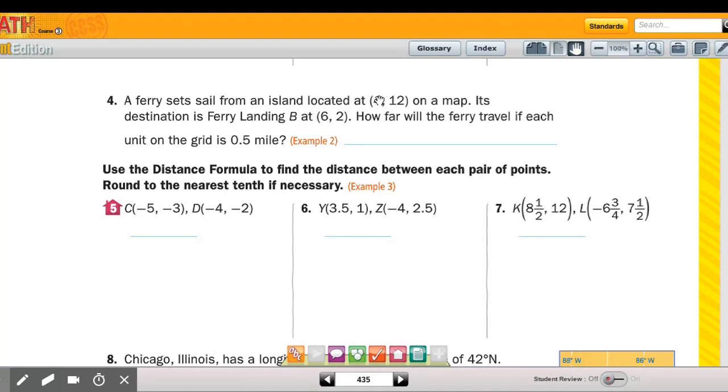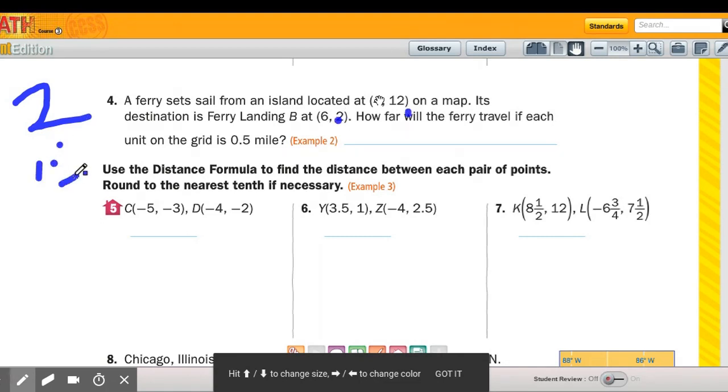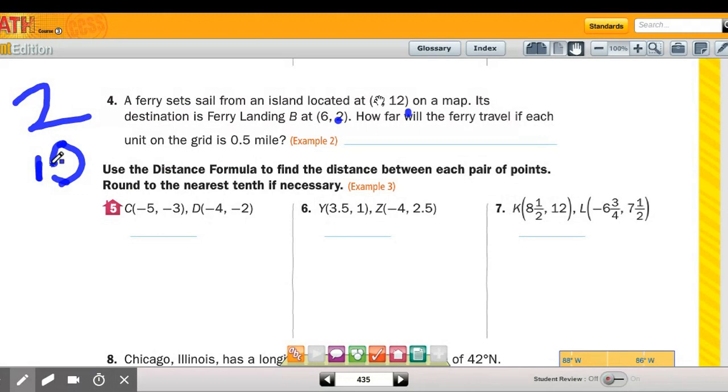So, how far apart are the x's? To me, it looks like they're 2 apart. And how far apart are your y's? It looks like they're 10 apart. So that's 10. And so then, I'm going to get a 4 and 100. So it's 104. And you have to do the square root of that. But then you need to remember that each unit is half a mile. So to figure out miles, you would have to divide everything in half. Because one mark is going to be half a mile. So divide it in half. There you go. So that's that.